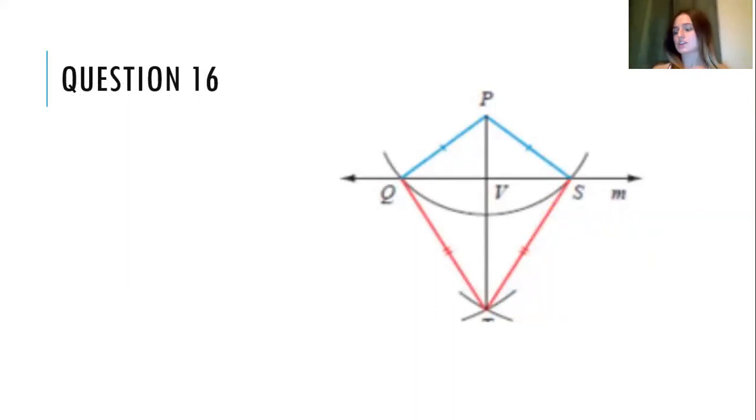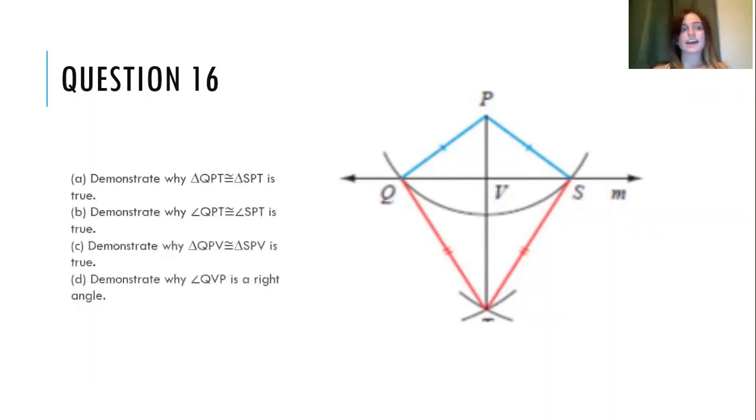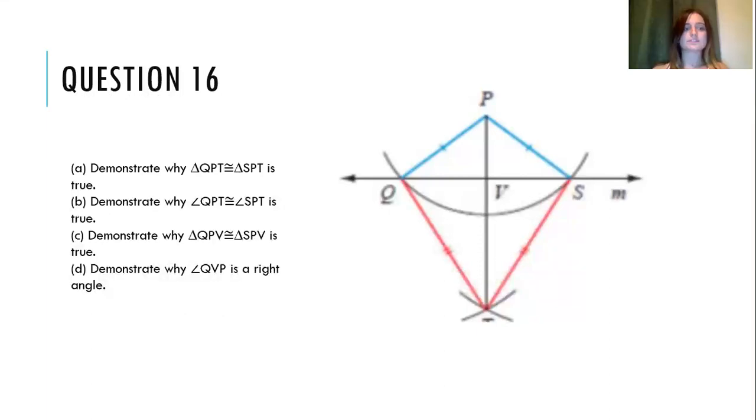Now we have question 16. For question 16, we have to look at the triangles QPT and SPT for part A, and we can see that line PT is acting as a line of reflection, and if we were to fold this figure in half vertically, it would meet perfectly, which means that these triangles are exactly the same, or congruent.